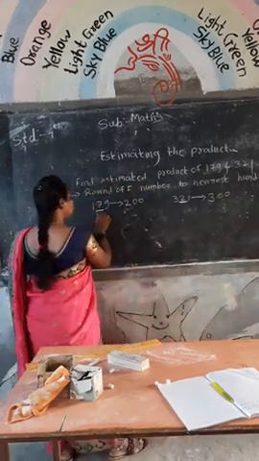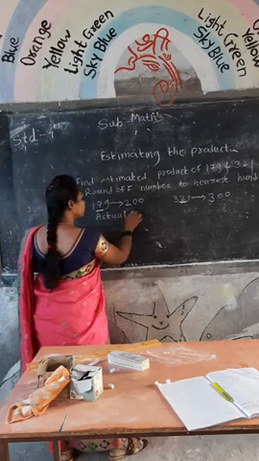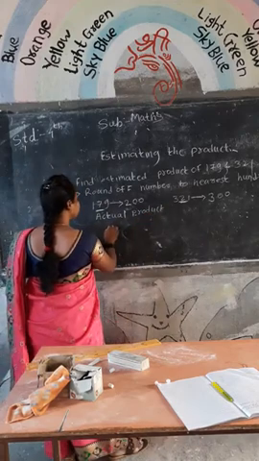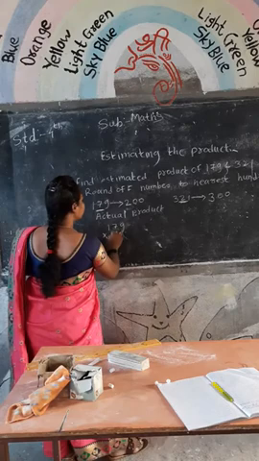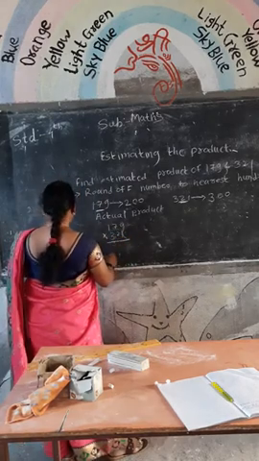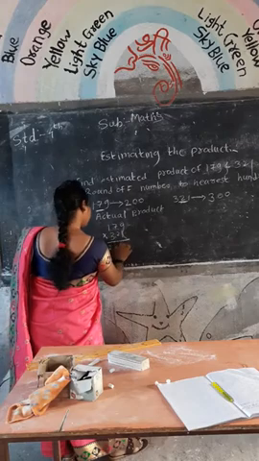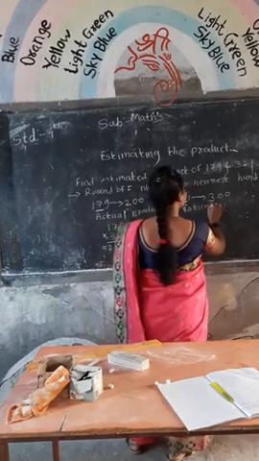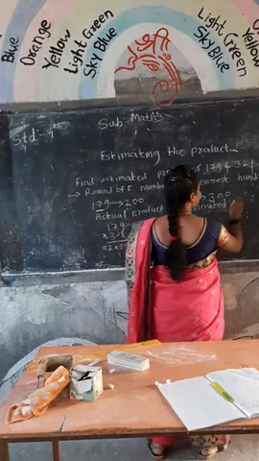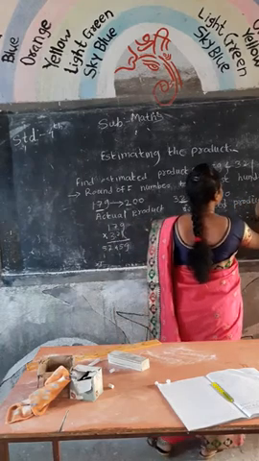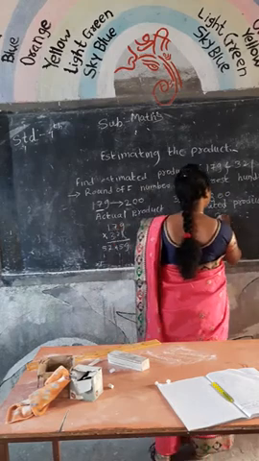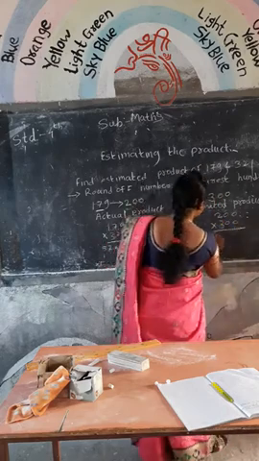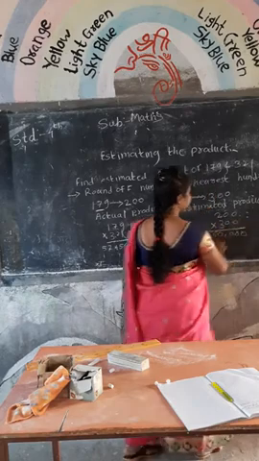Then first, the actual product. 179 multiplied with 321, the multiplication is 57,459 and the estimated product is 200 multiplied with 300, that is 60,000. This is the estimated product.